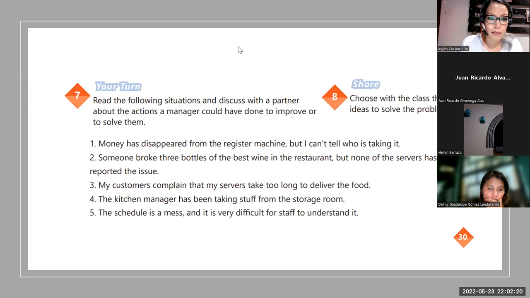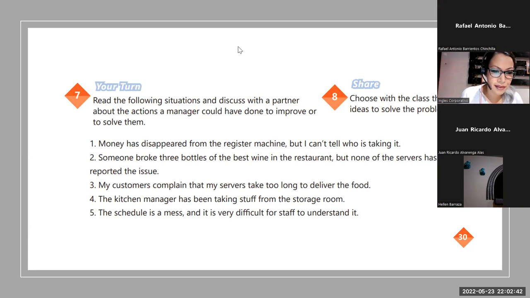Now let's see number three. My customers complained that my servers take too long to deliver the food. Volunteer? Nobody has that part, or do you want to go to sleep? Rafael, thank you. Customers complain that my service takes too long to deliver food. I should have hired more chefs. I should have hired more personnel. Okay, sounds like it makes sense. Thank you so much, Rafael.